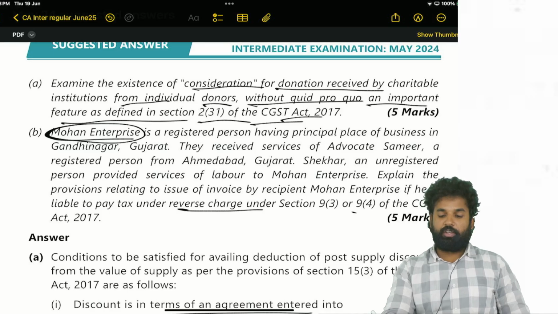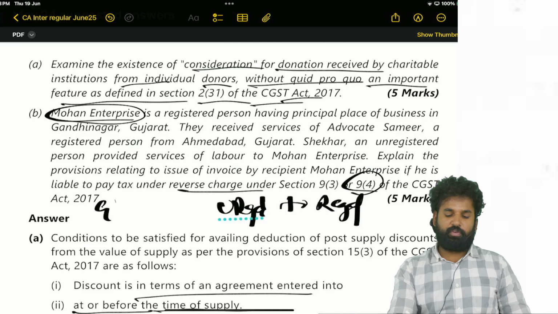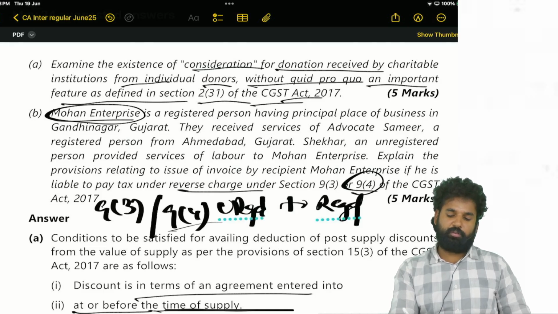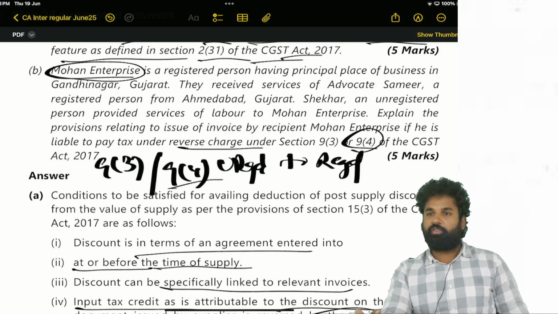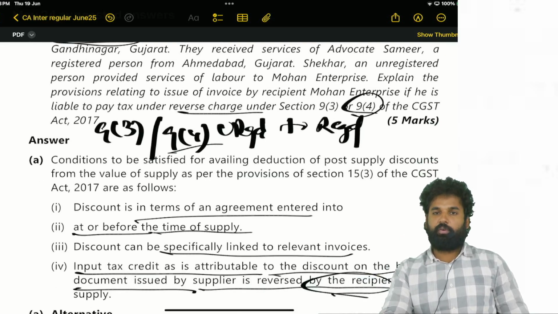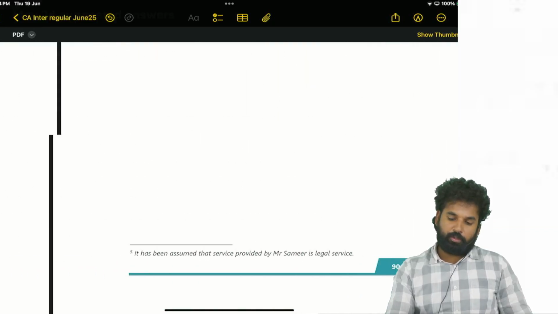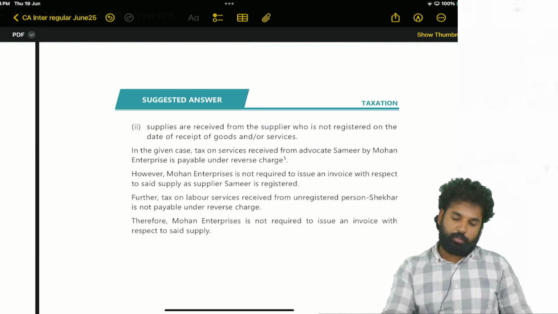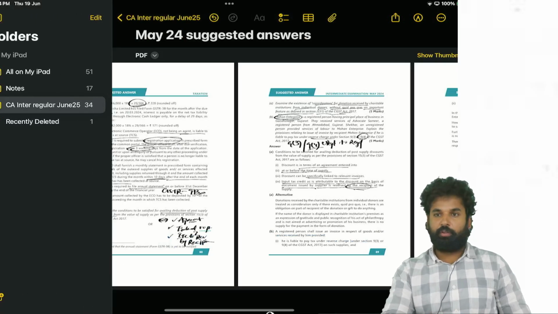In the second case, is it notified under 9(4)? Unregistered person to registered person. Is it notified? Whether in 9(3) or 9(4)? In 9(3) it is not there. In 9(4) also, what are notified? Construction services, cement, those are notified. 80%, 20%, those are notified. This is not notified. Right? Okay. So this is all about which paper? May 24.